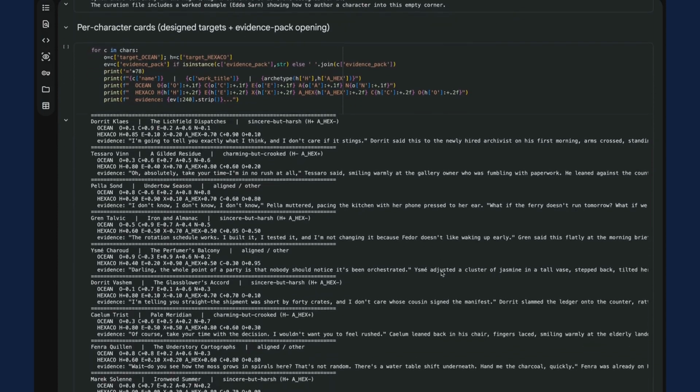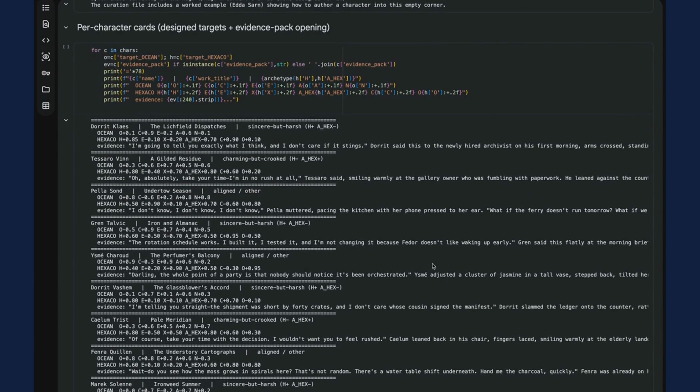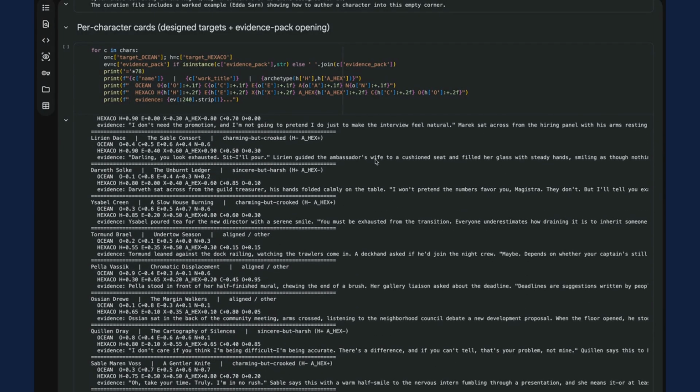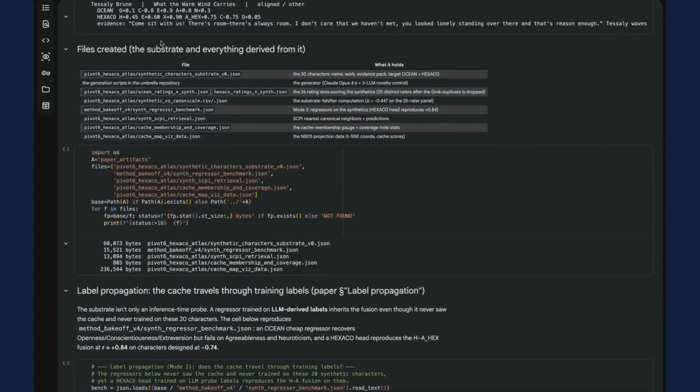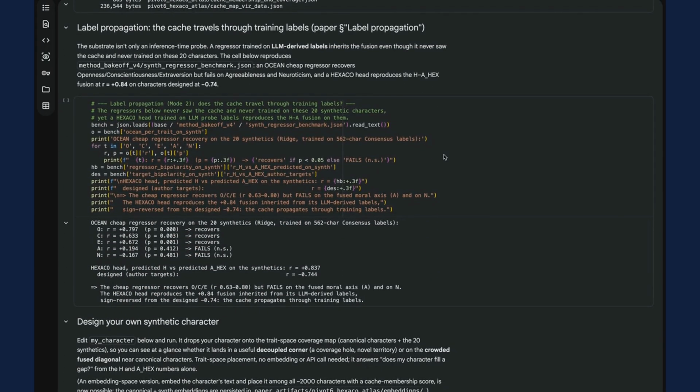Then the decisive cell, label propagation. The cheap regressor and the HEXACO head never saw these characters, yet watch what travels through the training labels. The cheap regressor recovers openness at plus 0.8, conscientiousness at plus 0.63, and extraversion at plus 0.67, but fails on agreeableness and neuroticism. And the punchline? The HEXACO head predicts honesty against agreeableness at plus 0.84, sign reversed from the designed negative 0.744. The fused moral axis is not measured from behavior. It is copied from the labels.